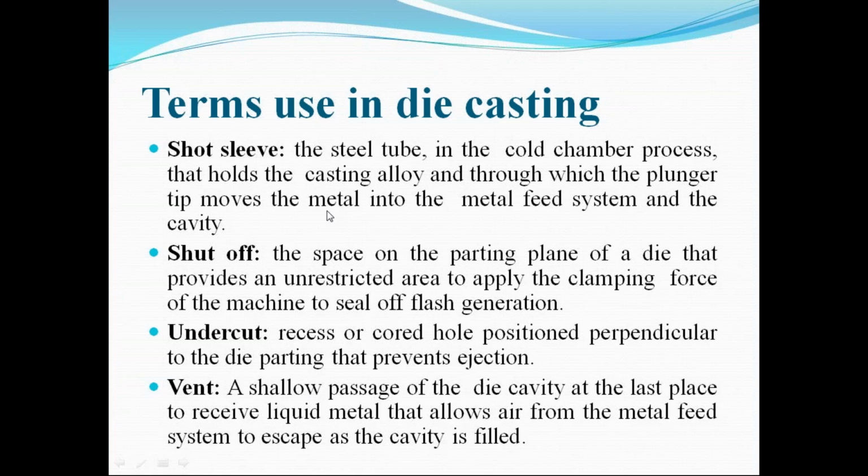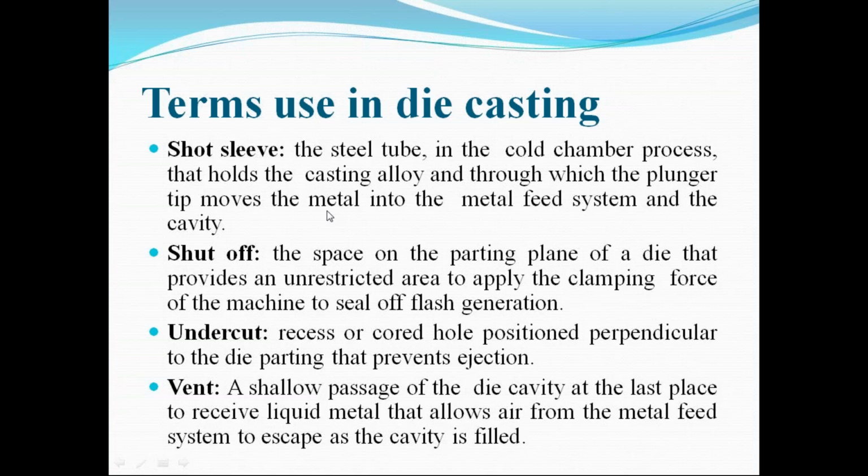Now the next one is the space on the parting plane of the die that provides an unrestricted area to apply the clamping force of the machine to seal off flash generation. There is a possibility of development of flash, so we can avoid this by using it. Next, undercut: a recess or core hole positioned perpendicular to the die parting that prevents ejection. This hole position perpendicular to the die is called the undercut.